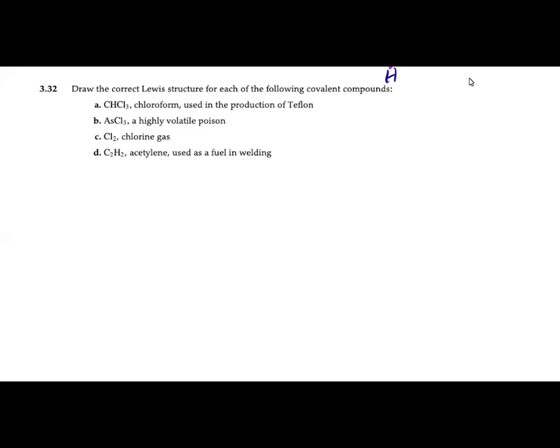All right, so we're going to do these last two problems that we didn't get to finish in chapter 3 in class. So this first one, we are drawing the correct Lewis structure. So we have CHCl3. So we're going to do our needed, available, and shared method.